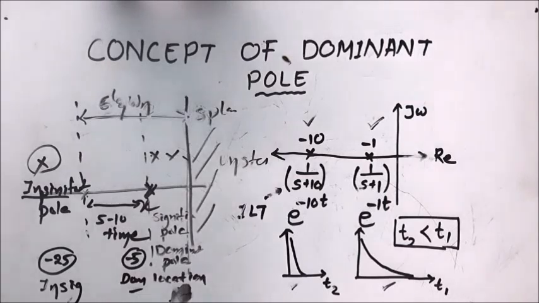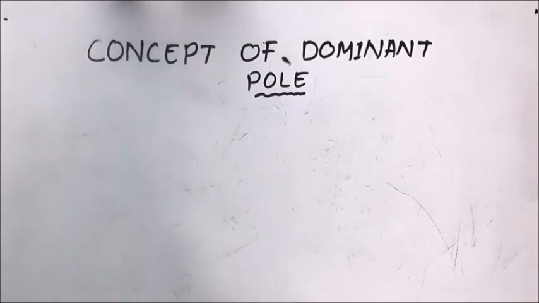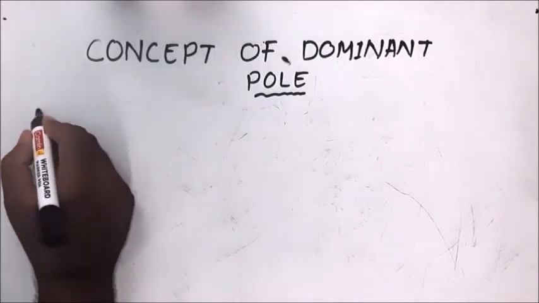So to remove the insignificant pole, we have to make a certain change in the system gain. We need to learn about that. So we have some notes. Take the notes first.